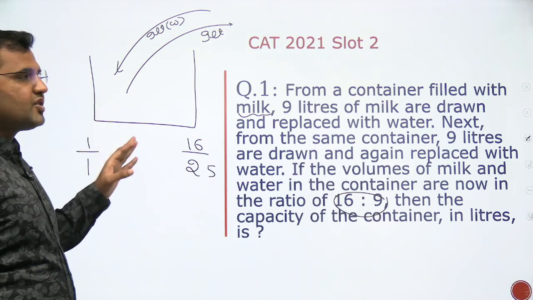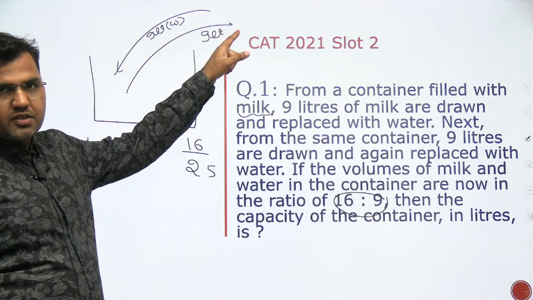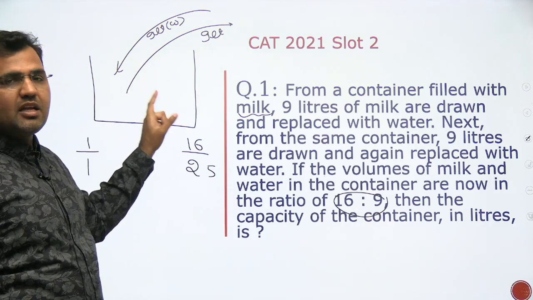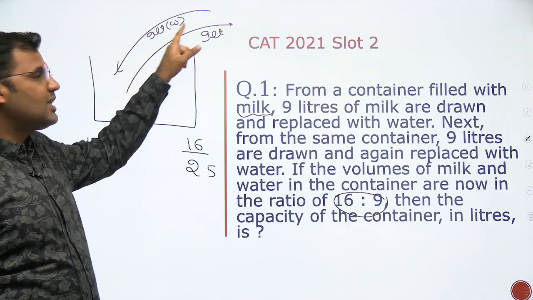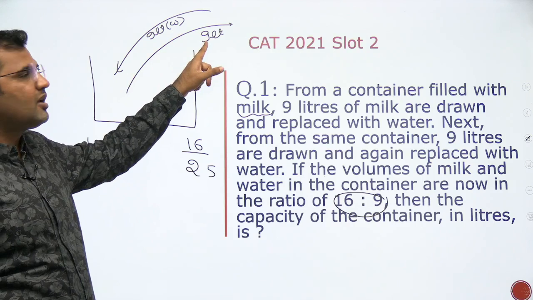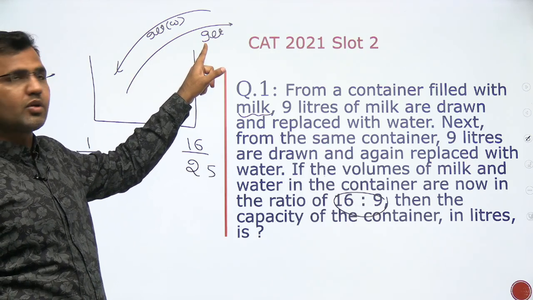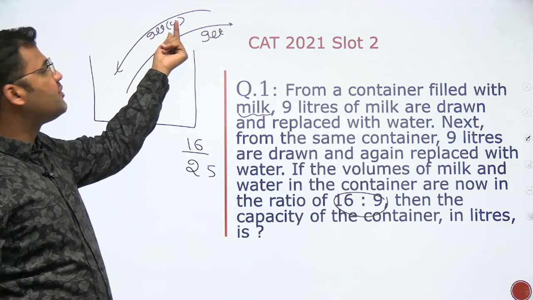Mixture and solution ka basic funda is this, that every time you remove a part of the solution and replace with some other things, there would be a decrement of milk in this particular case. Why? Because you are taking 9 liter of a solution, jisme milk bhi hoga, water bhi hoga. First wale mein only milk hoga, second time karne pe milk aur water dono hoga. Lekin aapne jo replace kiya jis content se, that is pure water.